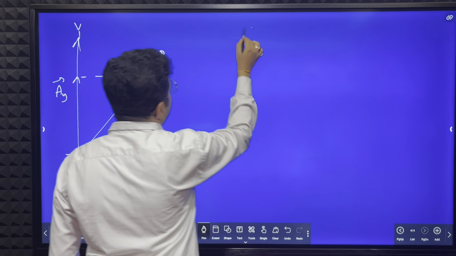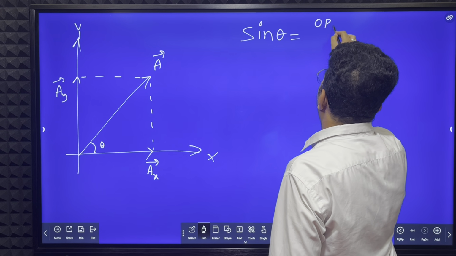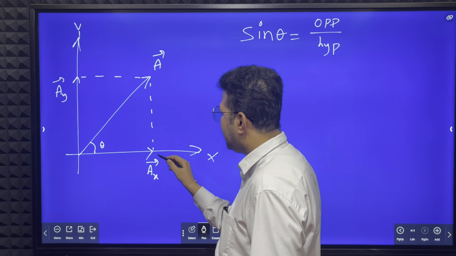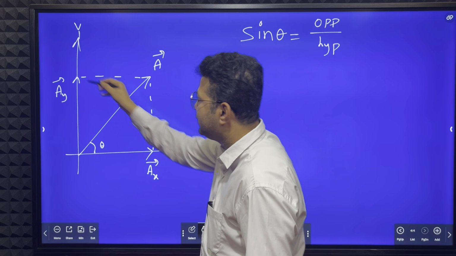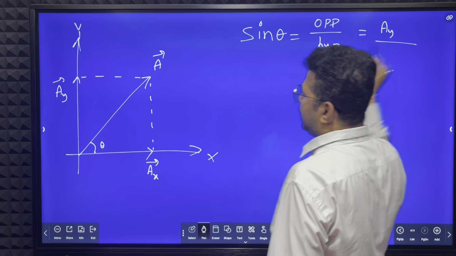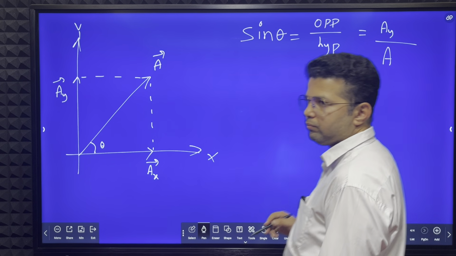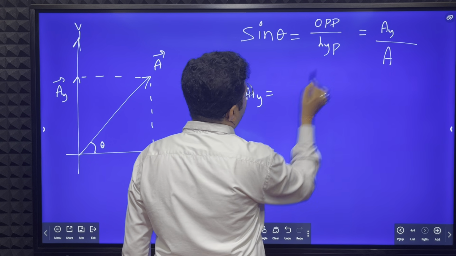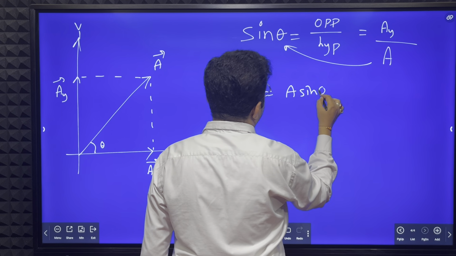If I define sine theta, what is sine theta? Sine theta means opposite side divided by hypotenuse. What is the opposite side? The length of this is AY. Divided by the hypotenuse, which is A. So what is AY? AY is equal to A sine theta.